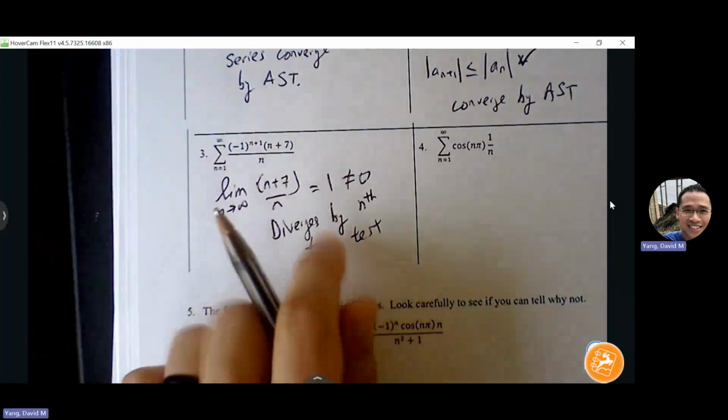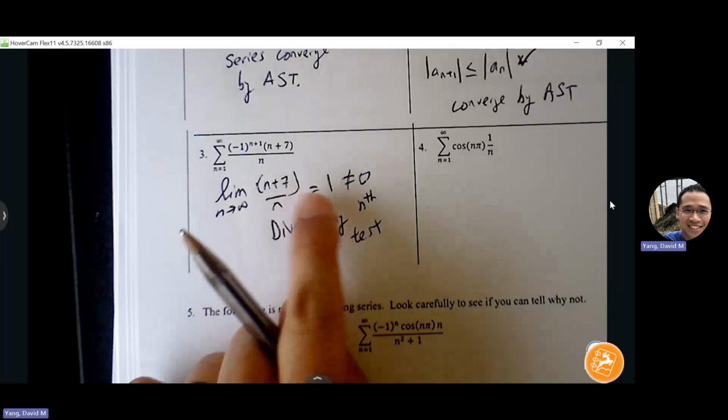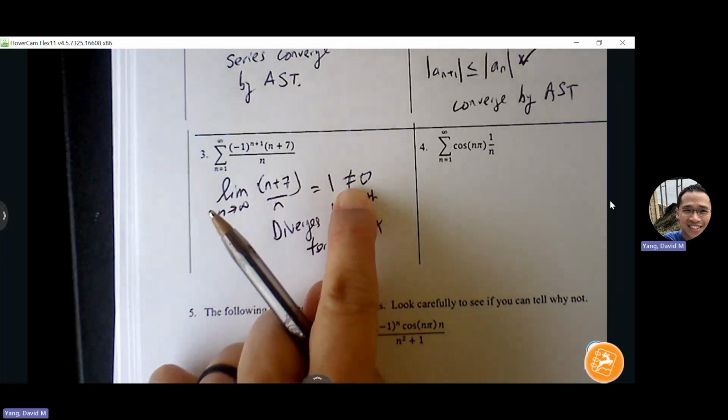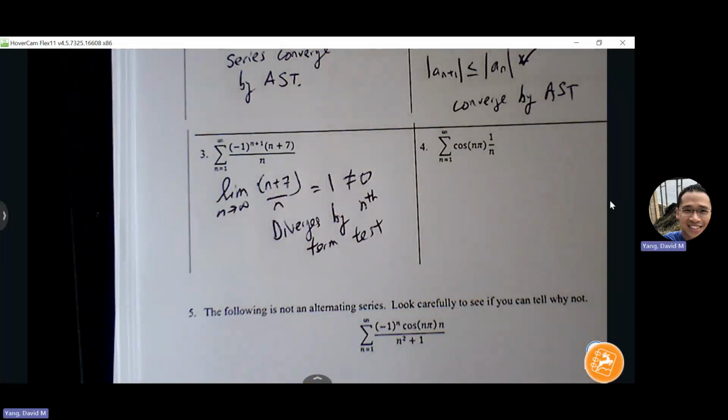The nth term test just says that if the limit doesn't equal 0, then it has no chance of converging. It must diverge. It's the idea that if we're adding a bunch of terms together, each subsequent term has to at least head towards 0. If it's not heading towards 0, then it has no chance of converging because we're adding all these numbers. It's got to get small at a certain rate.